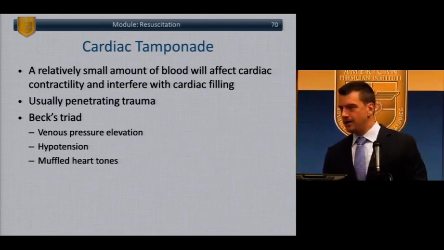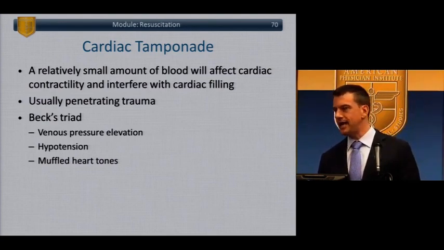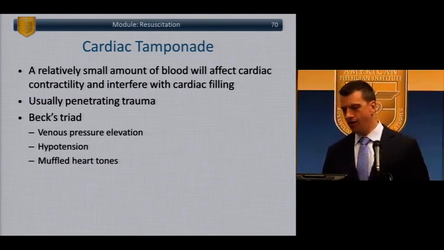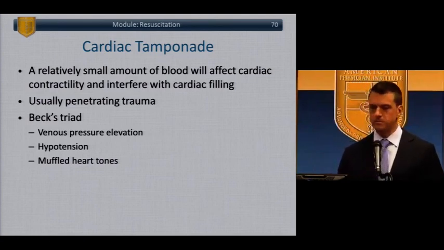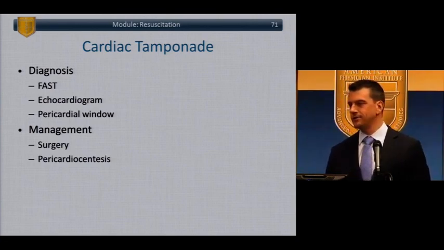Cardiac tamponade, usually this is with penetrating trauma. A small amount of blood, again, can do this. You see venous distension in the neck, hypotension, and muffled heart tones. Again, hard really clinically sometimes to tell, but the JVD is probably the thing you're going to see first off, as well as the hypotension. You can diagnose this on FAST, echocardiogram, pericardial window. Management is either surgery or pericardiocentesis.